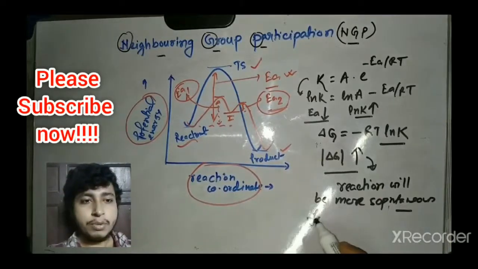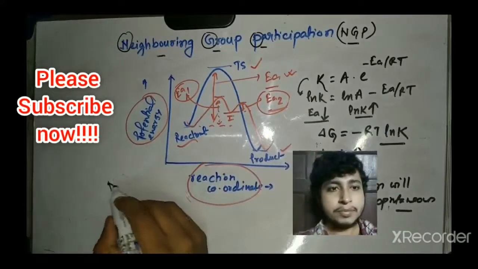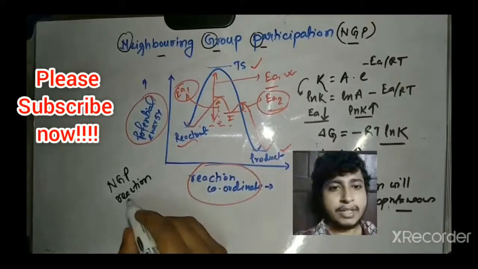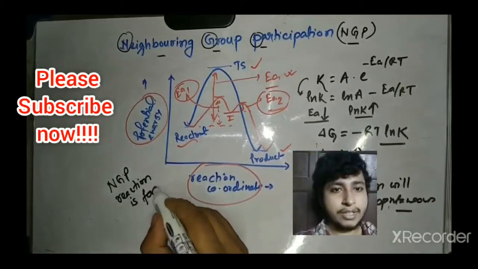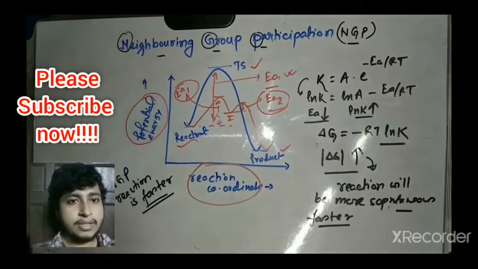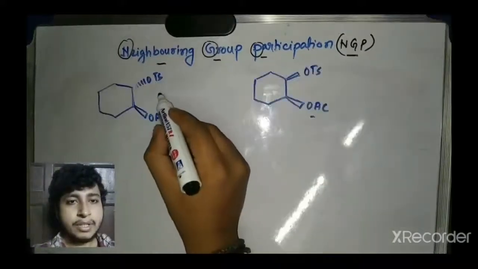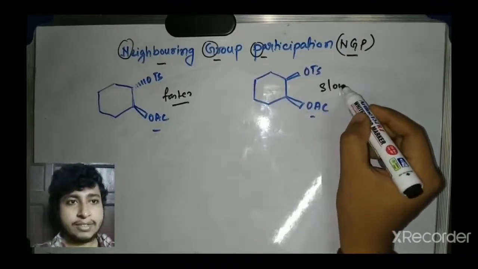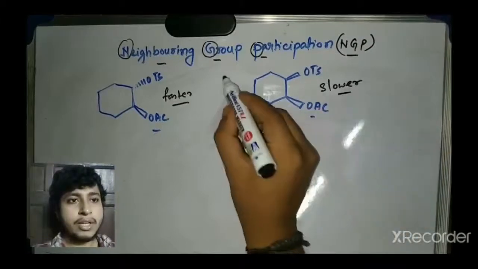So this will be a faster reaction. Therefore the NGP reaction is actually a faster reaction compared to the normal reaction. So guys, now we can see this example. This will go faster with the acetic acid reaction, and this will go slower in the acetic acid reaction.